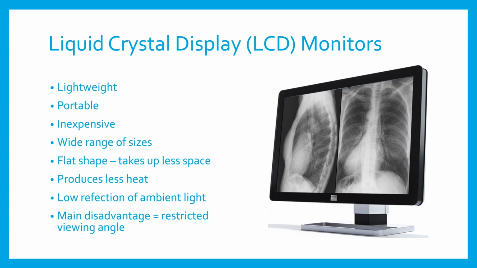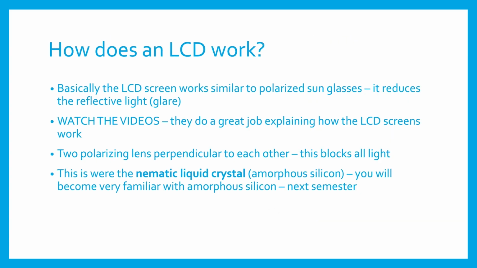The main disadvantage, and we'll cover this again in a minute, is that it has to be viewed straight on. So if you're standing at an angle, you really do not have a good viewing of the image. So how does an LCD work? It basically works similar to polarized sunglasses because it reduces the reflective light glare.